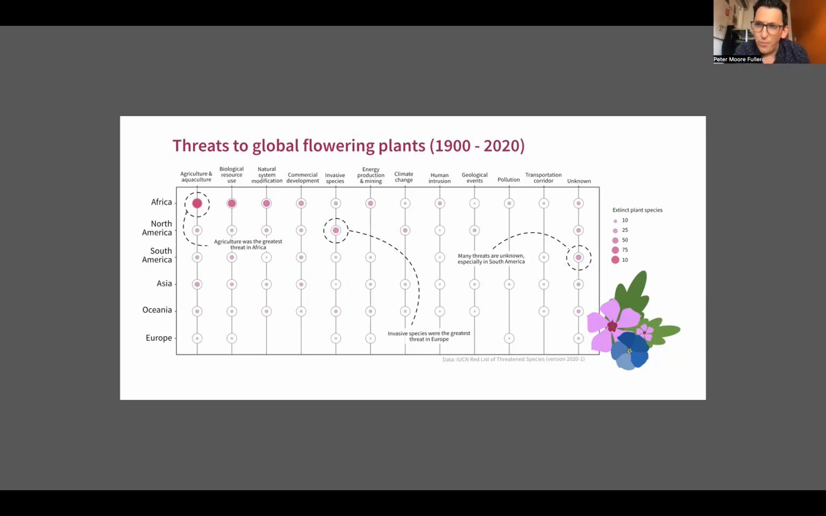So what this enables us to do with this data is that we can compare and contrast, first of all, the different threats and how serious they are. We're looking at the size of the pink dots here. The pink dots represent extinctions. So we've got lots of different extinctions happening, and these are the extinctions that have been blamed on these particular threats. So there's an awful lot going on.